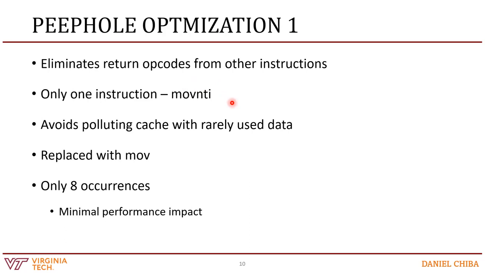The only difference is that it tells the processor that the destination address is unlikely to be used, so that the processor doesn't include that in the cache hierarchy and use up cache memory with rarely used data. So it's just a small performance optimization. What the authors do in this case is simply replace this instruction with a move. And since there are only 8 occurrences throughout the FreeBSD kernel that they target, the performance impact should be minimal.